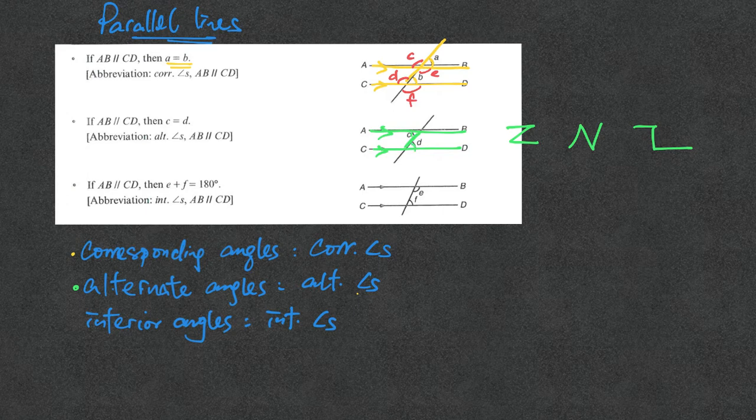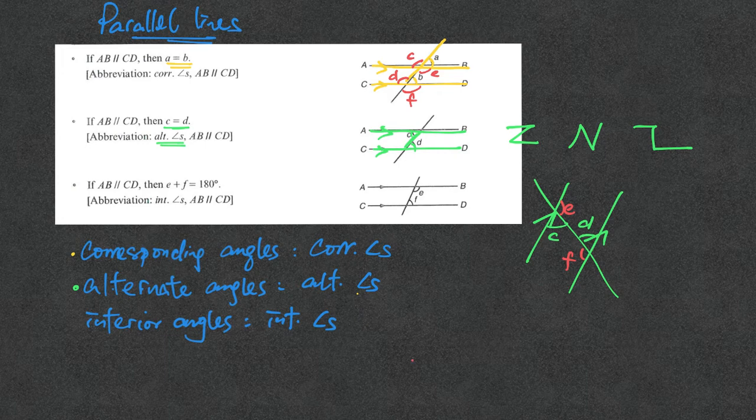According to the feature of parallel lines, alternate angles are equal to each other. For example, next time if you have parallel lines going to the northeast direction with a transversal here, then this C and this D will be equal to each other. Or you can say this E and this F are equal to each other. These are called alternate angles.